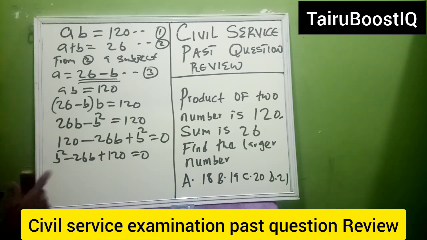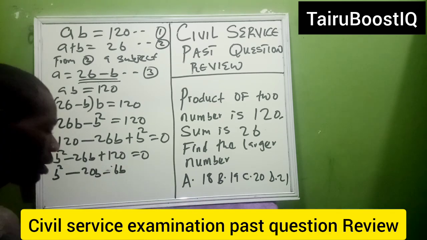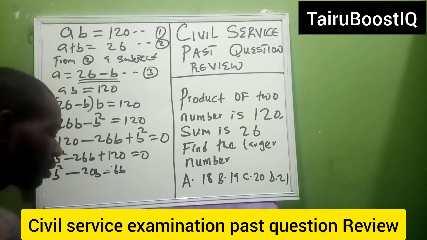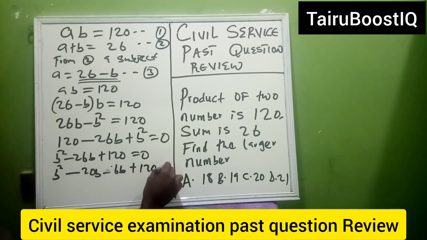At this point we are going to look for two numbers that when we add, will give us 26, and when we multiply, will give us 120. I think that number is going to be B squared minus 20B minus 6B. That is, 20 times 6 will give us 120, and minus 20 minus 6 will give us minus 26. Then we now have plus 120 equals 0.